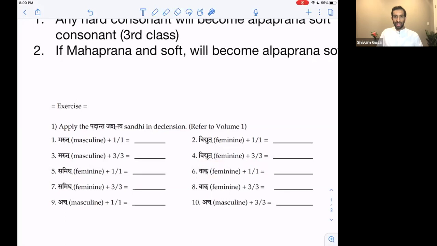Vak, so ka kha ga. So the third is ga. So ka becomes ga. So vag, then bis. So vag bihi. Ach plus 3-3. So cha cha ja, right? So ja. So aj bihi.